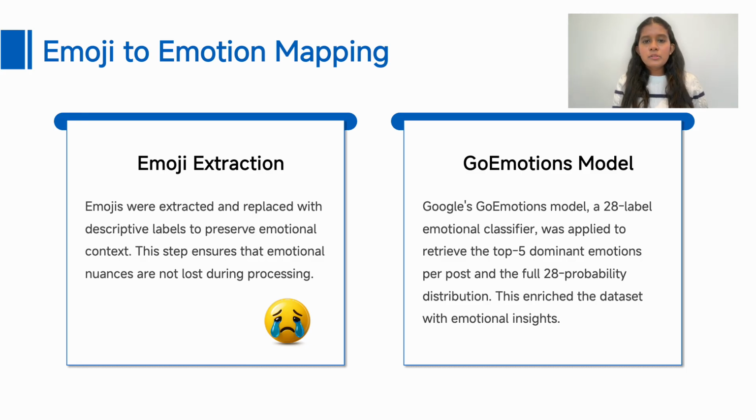Next, I used Google's GoEmotions model, which is a 28-emotion classifier trained specifically for social media style text. This model helped me extract the top 5 dominant emotions for each post along with their full probability distribution. By doing this, I enrich each post with a detailed emotional profile, and that was later used to support severity validation and deeper analysis.